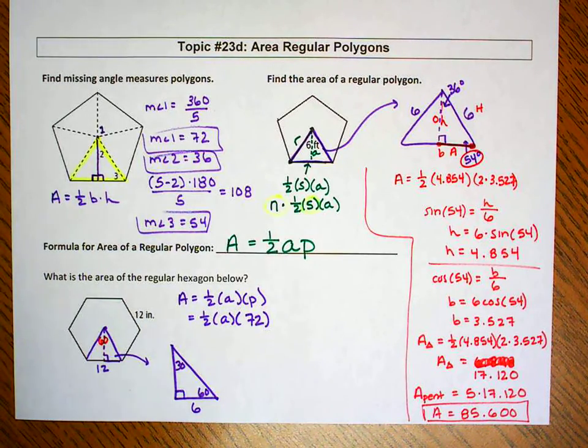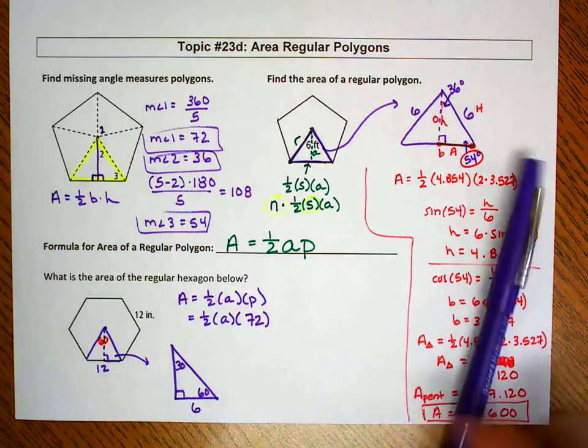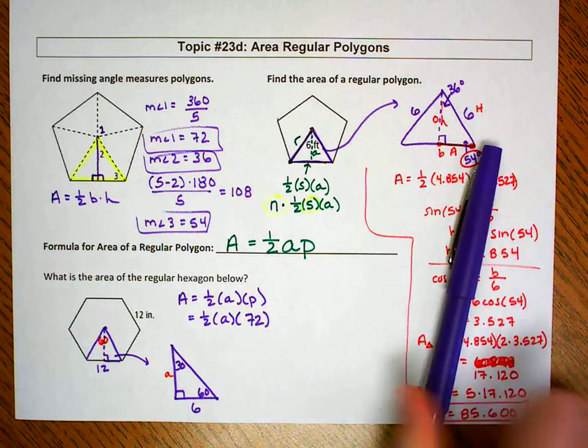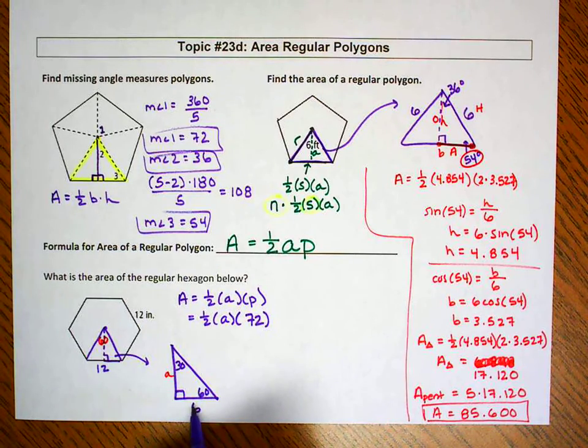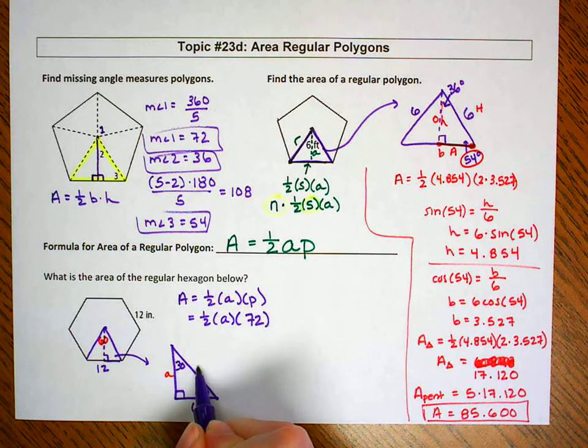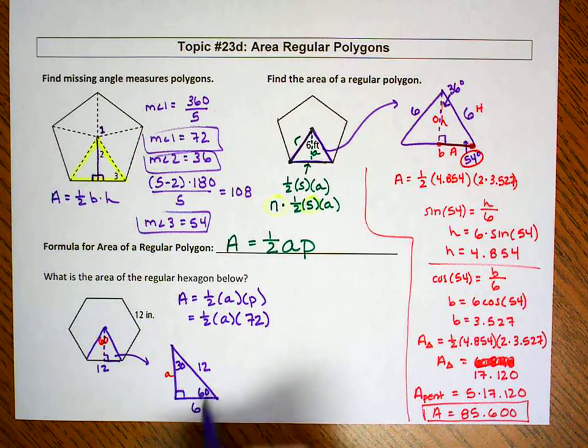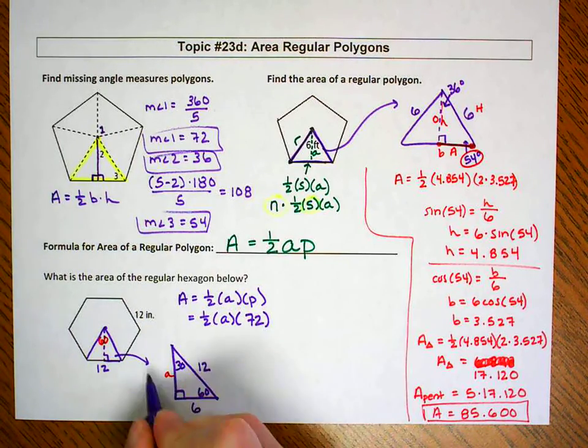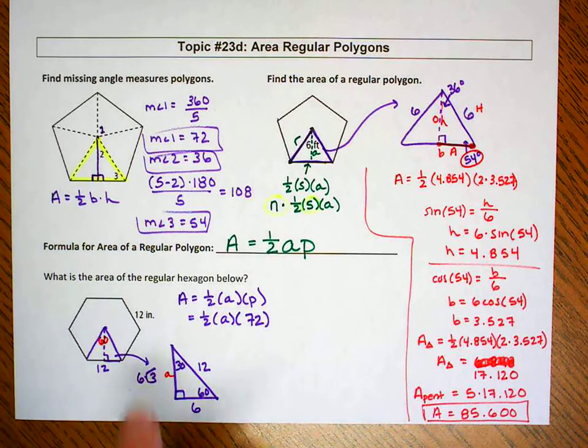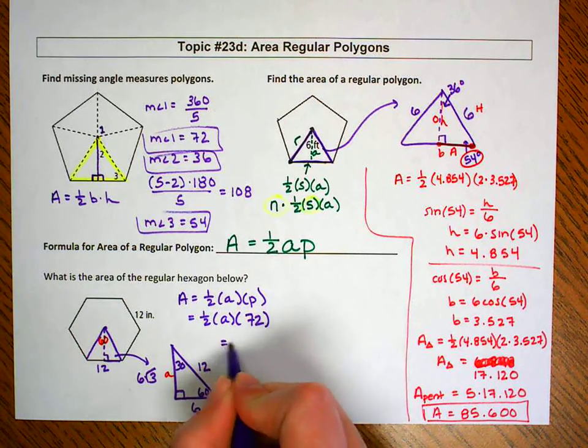That's pretty nice, right? Okay, well, if I want to find the length of my apothem, where's my apothem? To go from the short side to the long side, I multiply by 2. To go from the short side to the medium side, I multiply by root 3. Now, you could have used trig instead, but we get our apothem as 6 root 3.